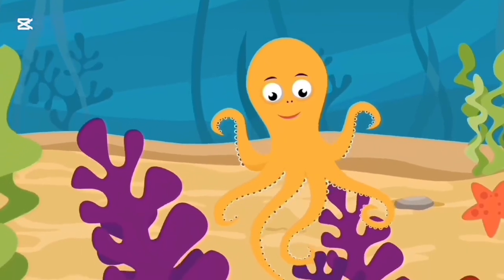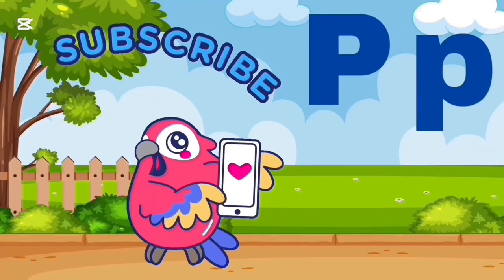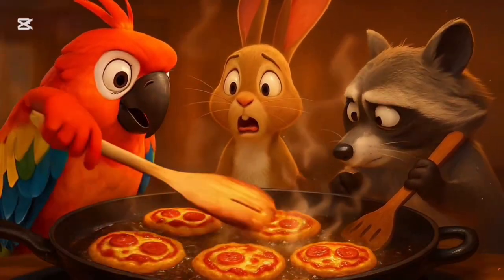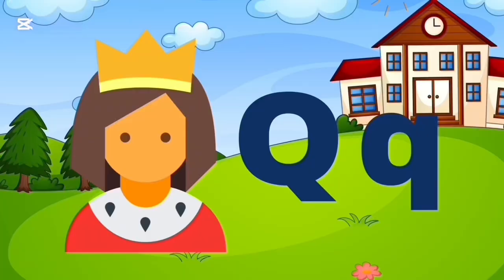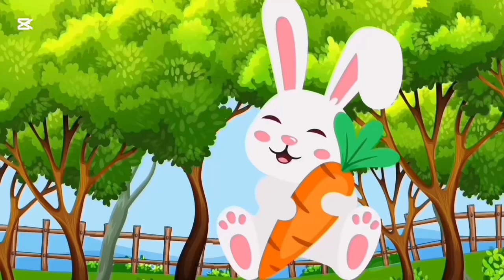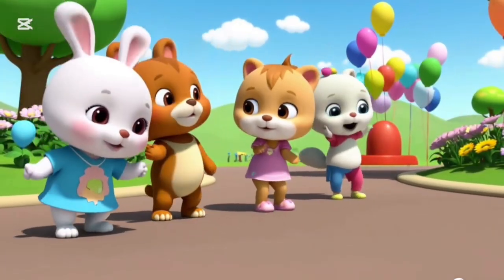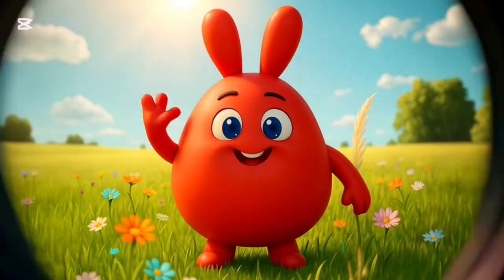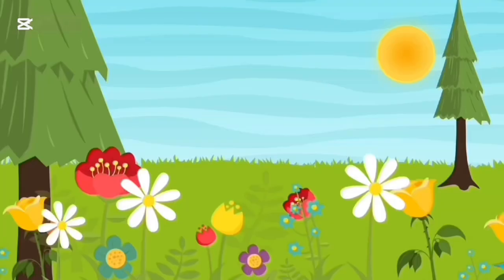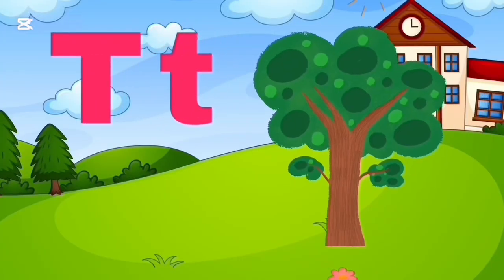Octopus. O, octopus. P is for parrot. Parrot. P, parrot. Q is for queen. Queen. Q, queen. R is for rabbit. Rabbit. R, rabbit. S is for sun. Sun. S, sun. T is for tree.